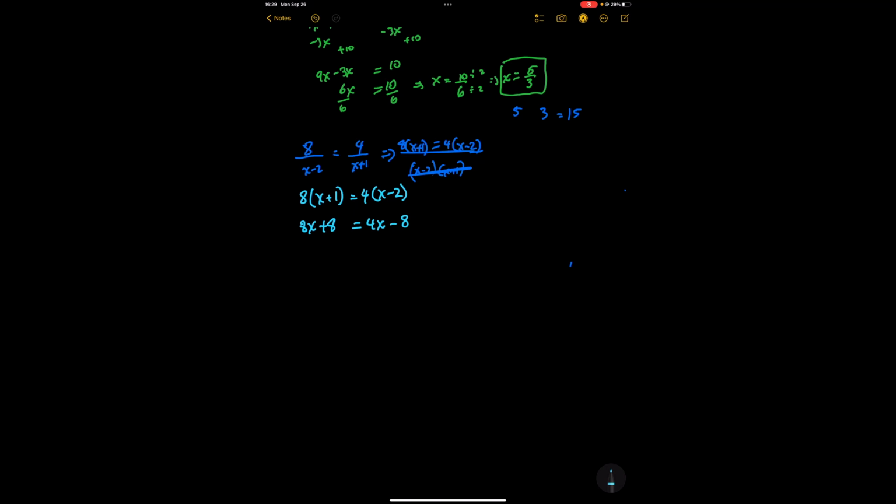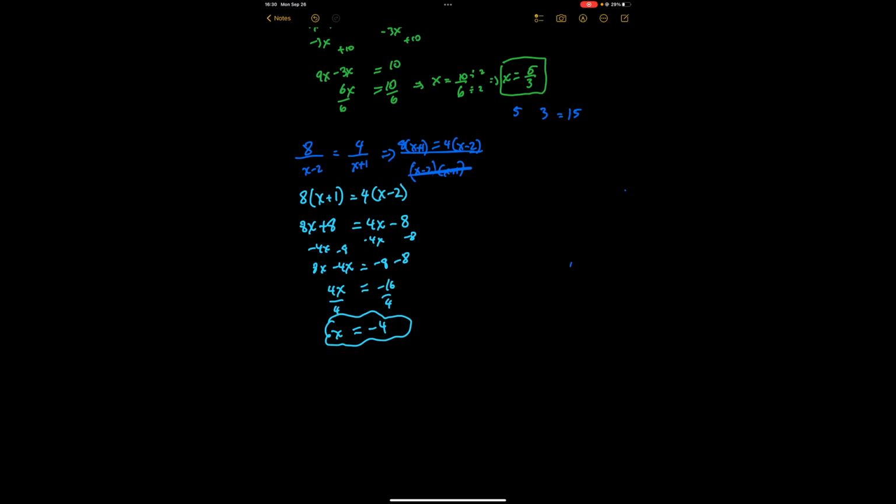And now what I want to do is I'm going to subtract 4x on both sides, and I'm going to subtract 8 on both sides. So what do I have now? Now I have 8x minus 4x equals negative 8 minus 8, right? Yes. And so 8x minus 4x is equal to 4x, and negative 8 minus 8 is equal to negative 16. Now I'm going to divide by 4 on both sides, so I get x equals negative 4. And that is your answer.